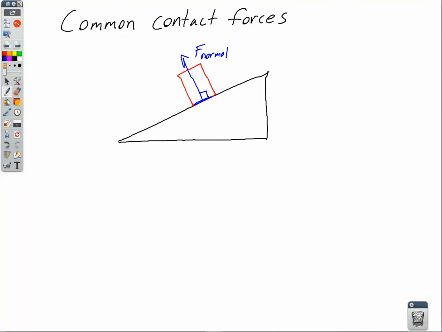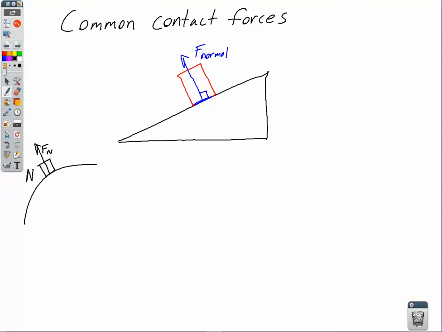All normal forces are going to push perpendicular to the surface. So if I had something resting on some sort of curved surface like that, then the normal force pushes straight perpendicular to the surface at that point. And we give it the name F sub n, or sometimes I will call it capital N.